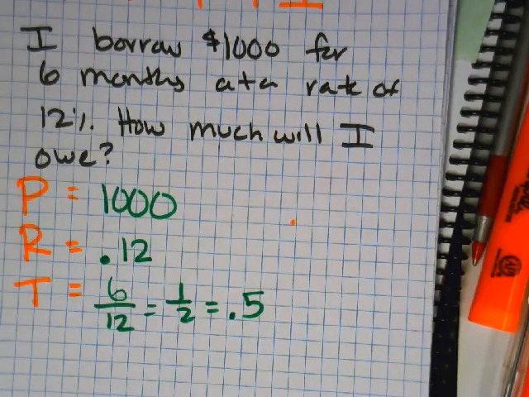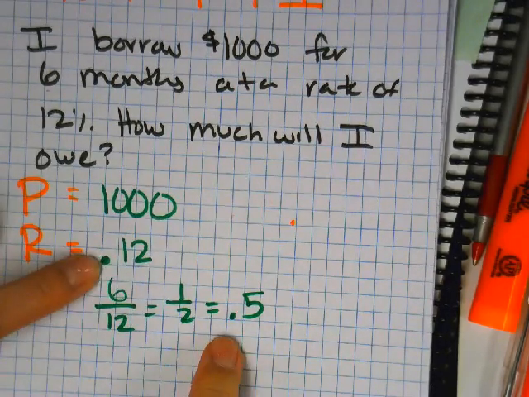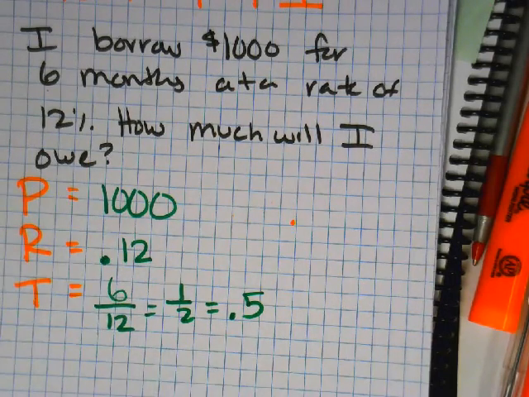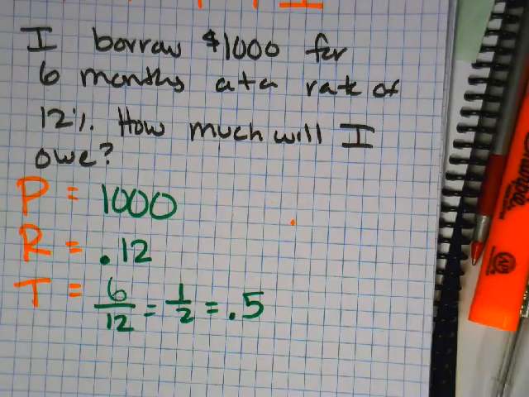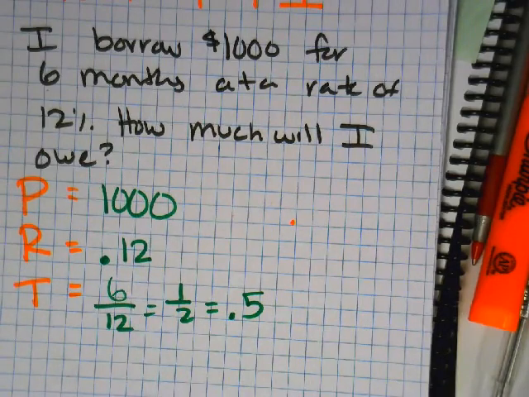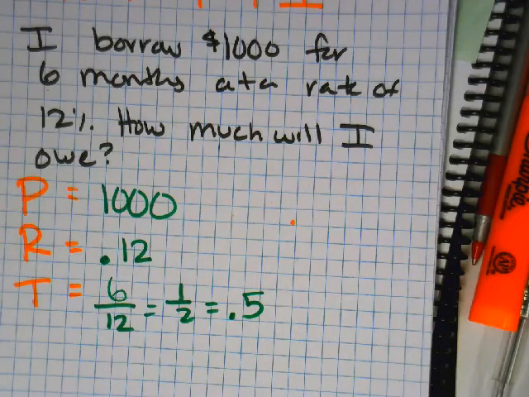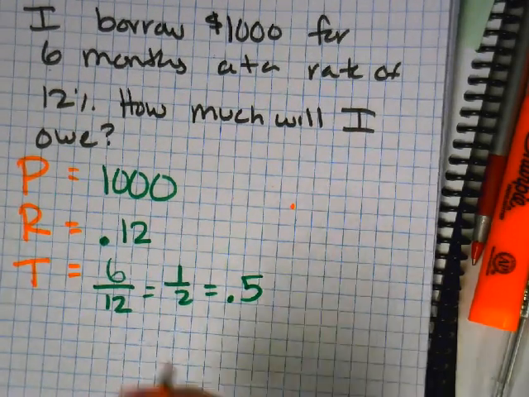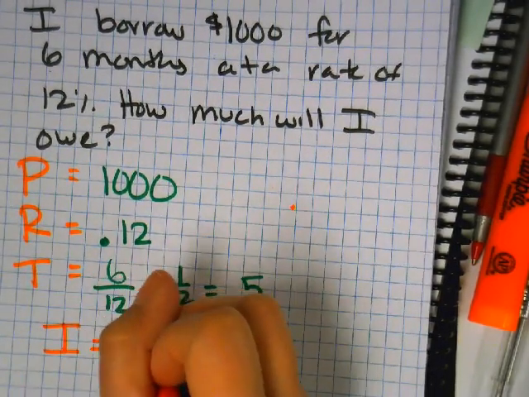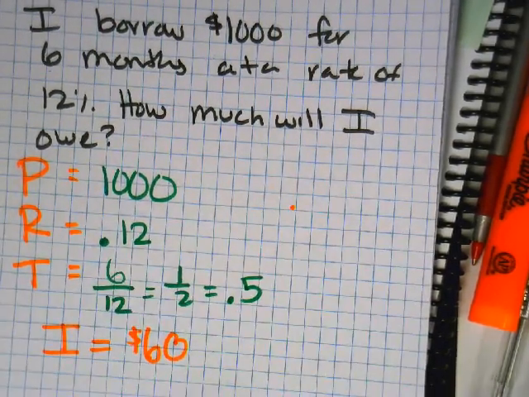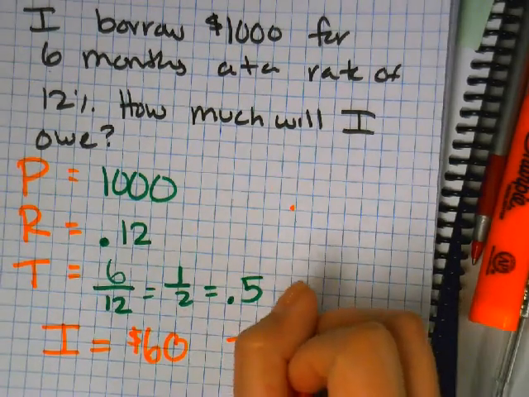So when we type all of this into the calculator, you're going to have 2 decimals. Okay, so type it in. Everybody see it for themselves. Everybody see the magic on their calculator. Our interest is $60. What's our total?